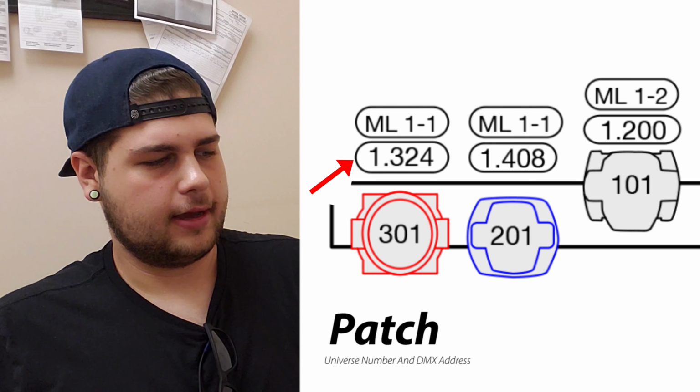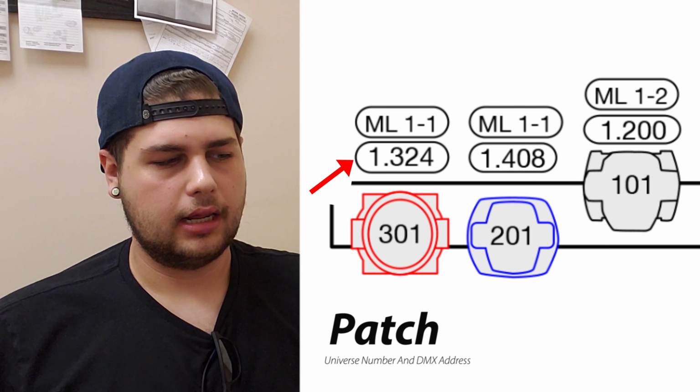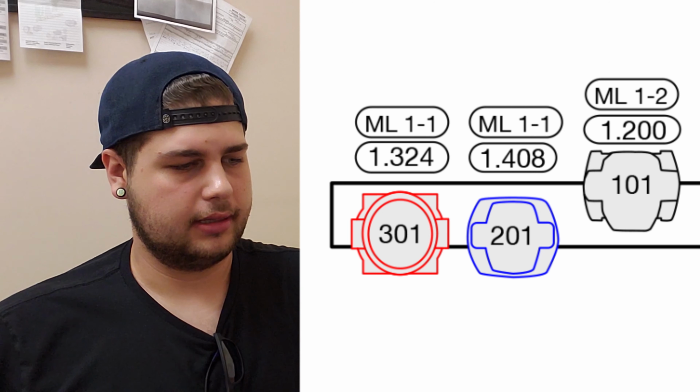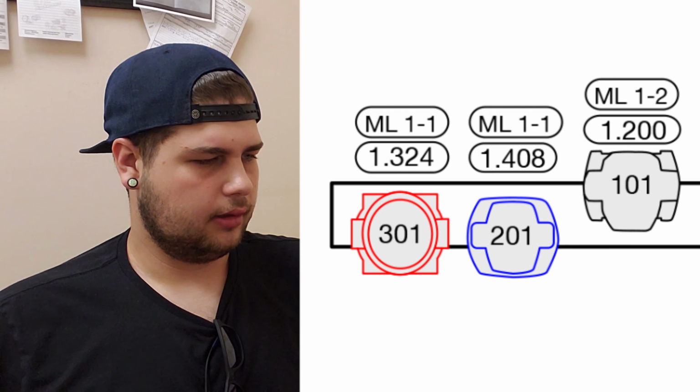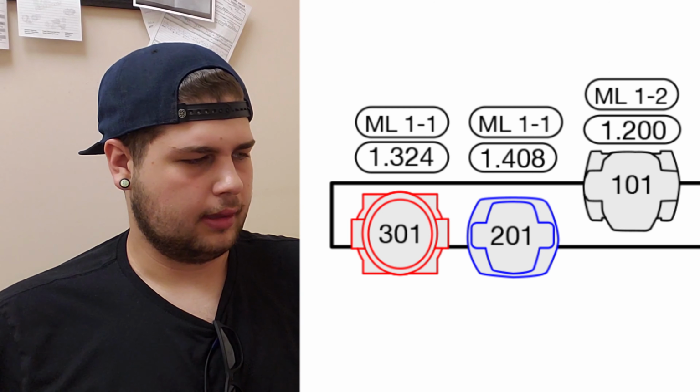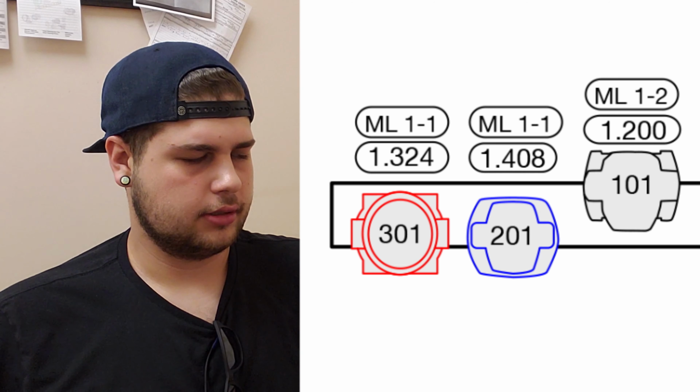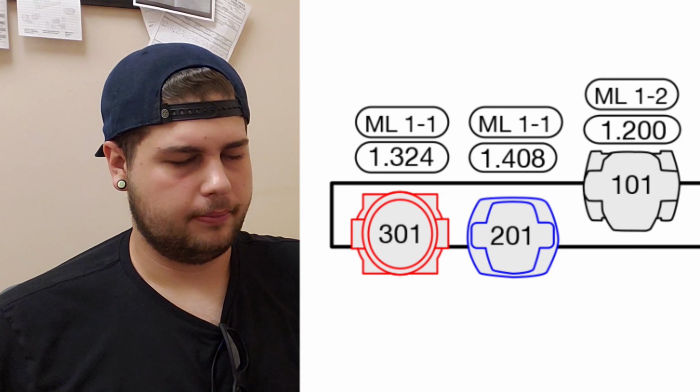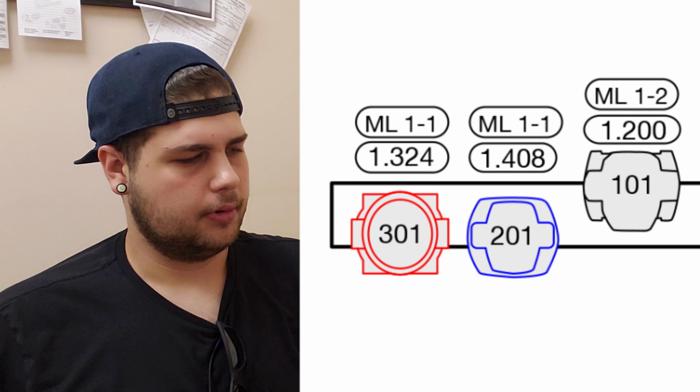Included in this patch is a universe number and the DMX address that this light needs to be set to. Same deal on the back truss. You have your fixture number, circuit number, and the patch number.